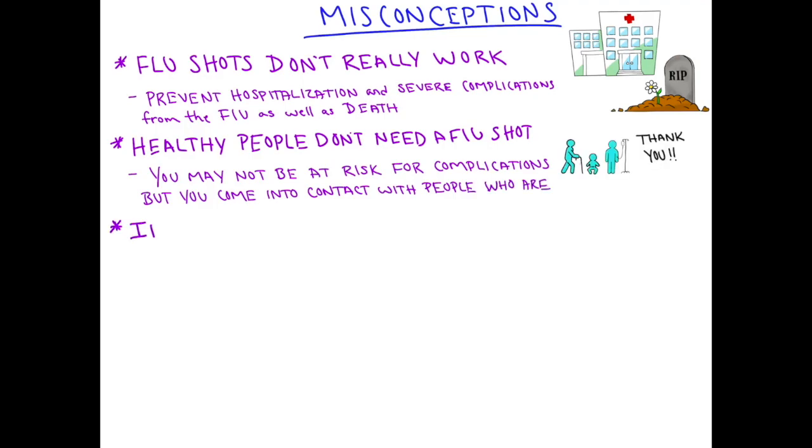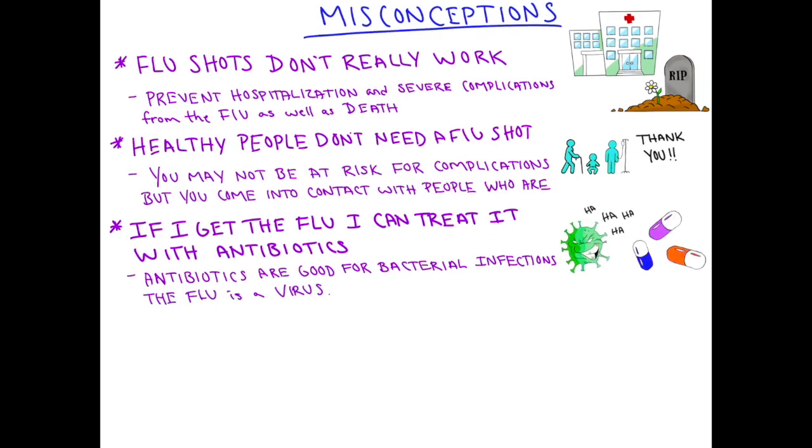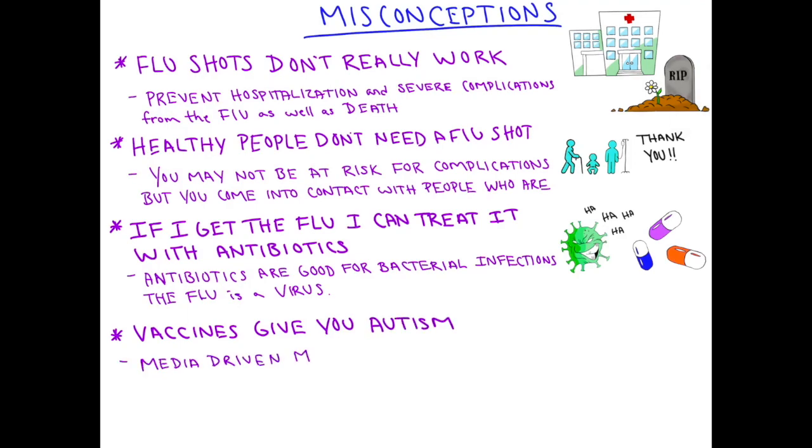If I get the flu, I can treat it with antibiotics. Antibiotics are good for bacterial infections. The flu is a virus. Vaccinations continue to be the best line of defense against the flu. Finally, vaccines give you autism. Now, I've heard this debate repeatedly, and I'm here to tell you that this is a media-driven myth.